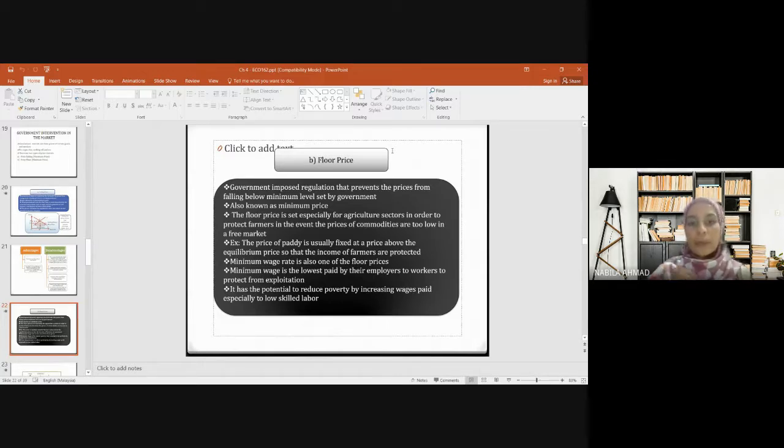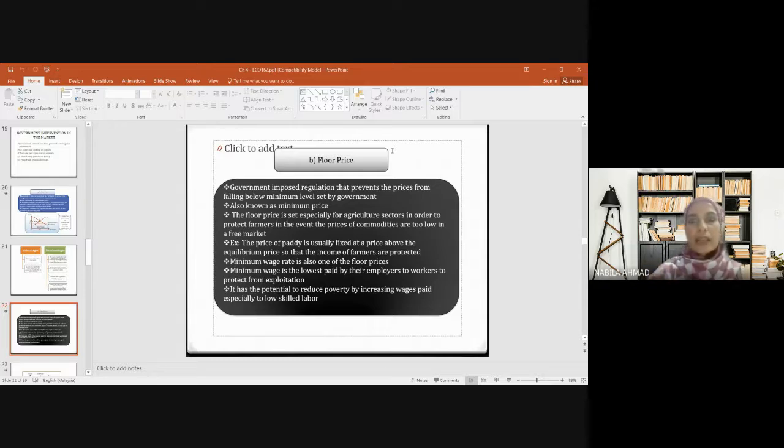Sebab dia nak protect farmer in the event of prices of commodity are too low in a free market. Sebab sometimes harga barang tu terlalu rendah, jadi dia akan menyebabkan kerugian kepada farmer. Jadi government impose this kind of price lah, price control. Contohnya macam padi kan, the price of padi is usually fixed at a price above the equilibrium price so that the income of farmer are protected.